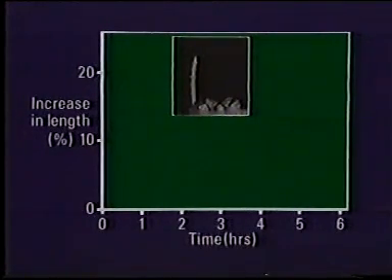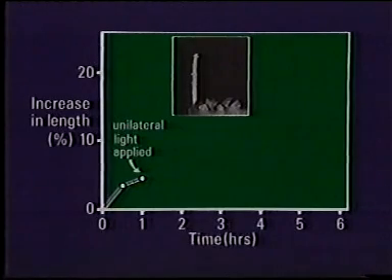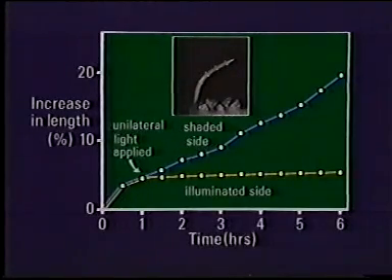A typical result of such an experiment is seen here. The graphs show what happens to the shaded part of the shoot, shown in blue, and the illuminated side, shown in yellow. When unilateral light is applied, there's a short time lag while the cells start to respond. Then the cells of the illuminated side of the shoot stop growing completely, whereas the ones on the shaded side keep growing at approximately the same rate as before.